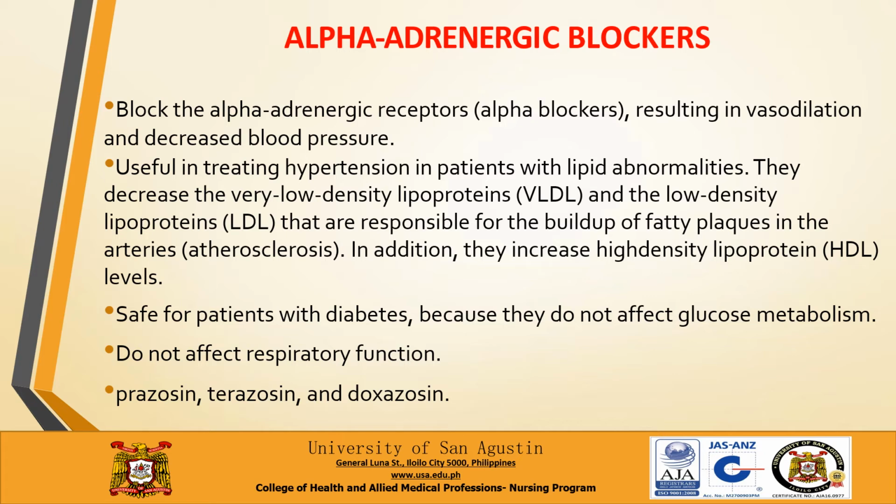Okay, so let's proceed with the alpha adrenergic blockers. They block the alpha adrenergic receptors, resulting in vasodilation and decreased blood pressure. Again, the alpha adrenergic receptor is blocked, therefore it results in vasodilation and decreased blood pressure. It is also suitable for patients with diabetes, because it does not affect glucose metabolism or respiratory function. The very common ones are prazosin, terazosin, and doxazosin.